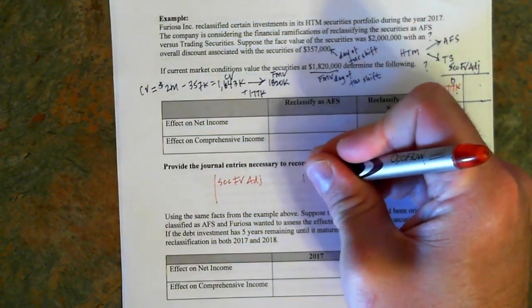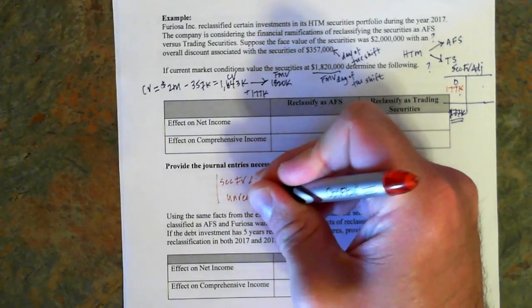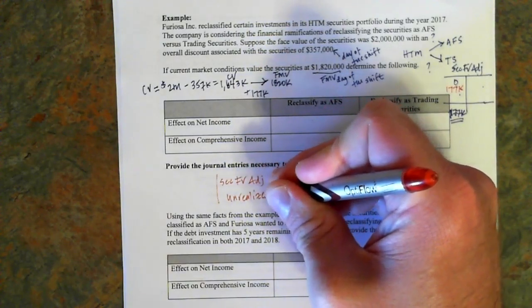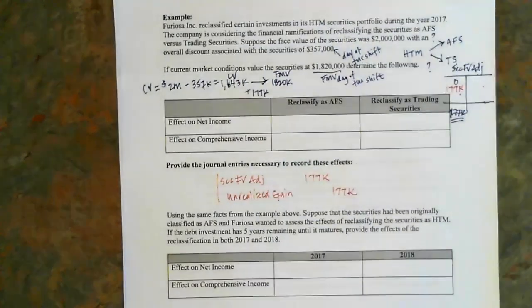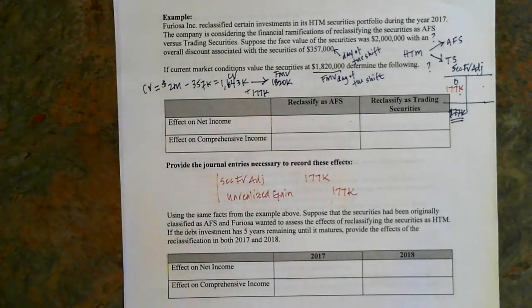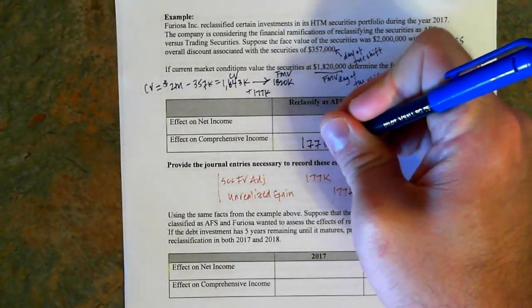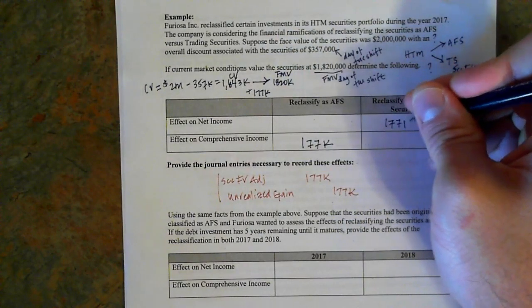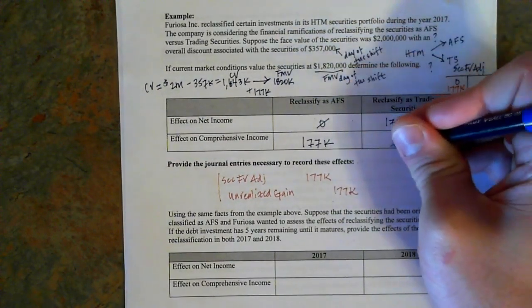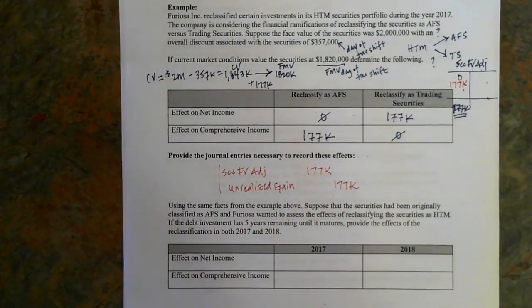And for 177, and an unrealized gain of 177. Now, where that gain goes, of course, is related to whether this is going to be a security that is available for sale or a trading security. If it's available for sale, then we're going to notice that gain in comprehensive income. If it is a trading security, it's going to go into net income with no effects to the other category for this particular instrument.